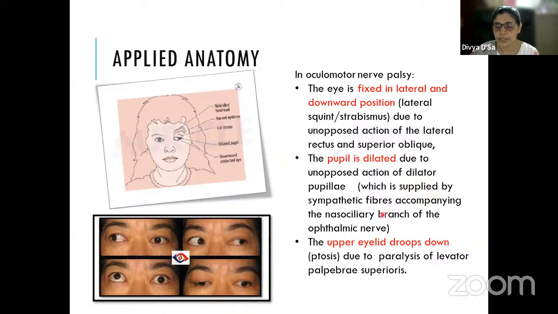The dilator pupillae is supplied by sympathetic fibers, which accompany the nasociliary branch of the ophthalmic nerve. So the pupil is dilated because there is no constrictor action. And the upper eyelid will droop down because of the paralysis of levator palpebrae superioris. When you know what muscles it is supplying and what the actions of these muscles are, writing the applied anatomy becomes easier.